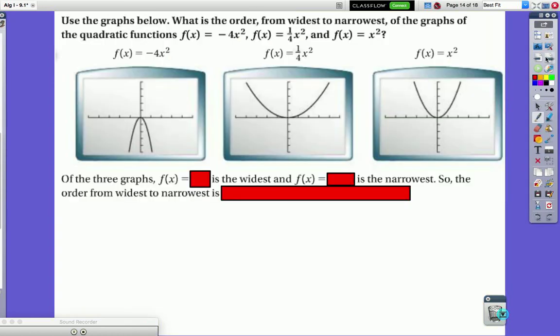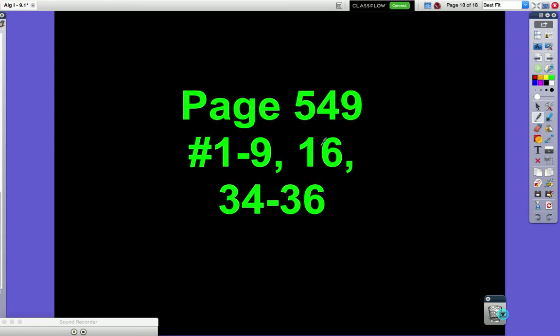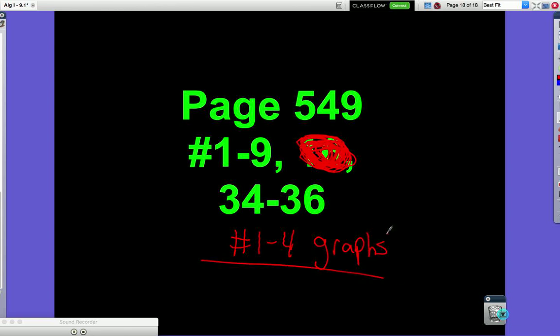We're going to look at this tomorrow. So I want you to try to do these problems. Do your best. We're going to take number 16 off. Numbers 1 through 4 are graphs. Good luck.